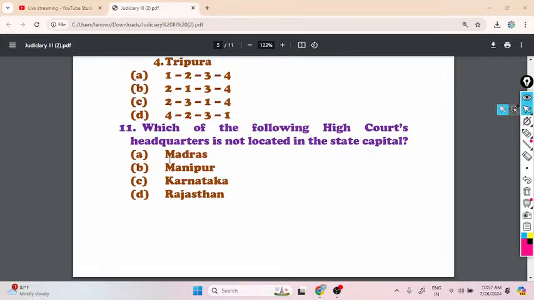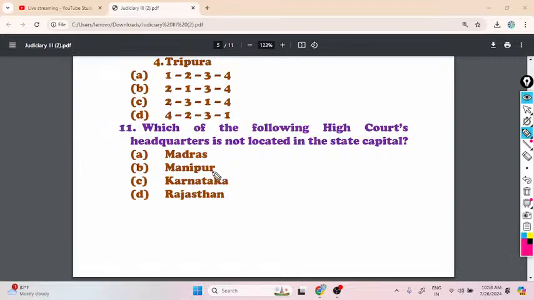For example, the headquarters of Odisha High Court is located in Cuttack, which is not the capital of Odisha. So there are a lot of such states. So Madras, is it not located in the state capital? Okay, so Madras High Court is located in Chennai, which is the state capital.